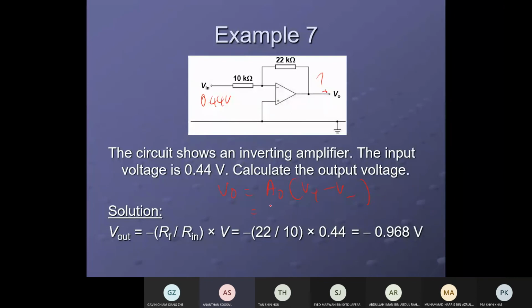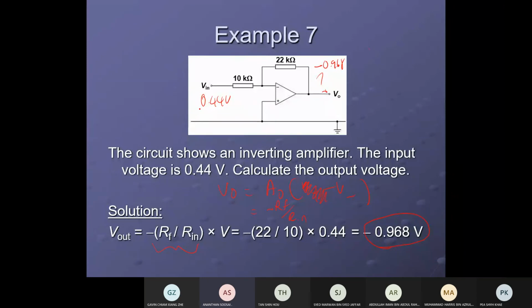But now, how much is the gain? The gain is something new: negative RF over RIN. That's the gain formula now. So the output is negative RF over RIN times the input. We don't have a positive input anymore, just the negative one. So negative 22 over 10 times 0.44 is negative 0.968. This is your output.